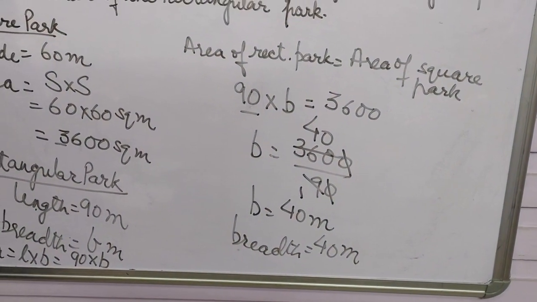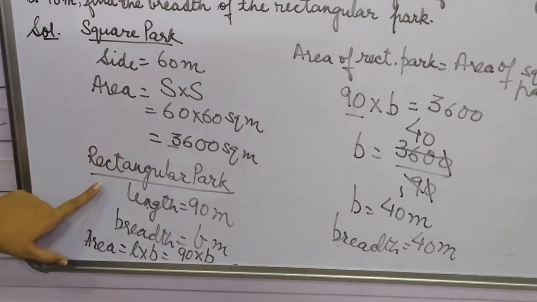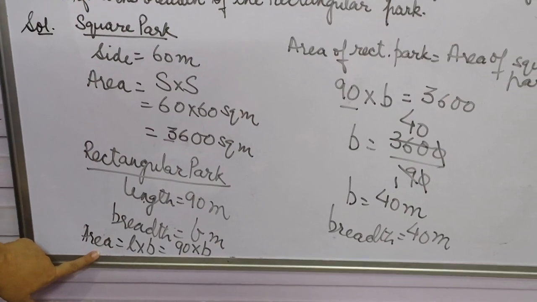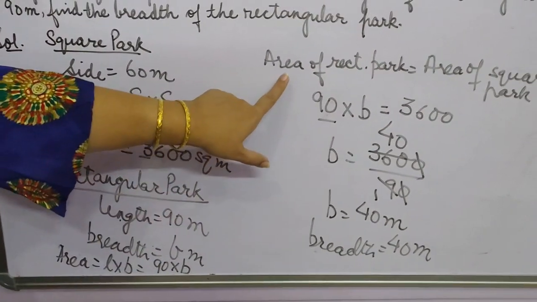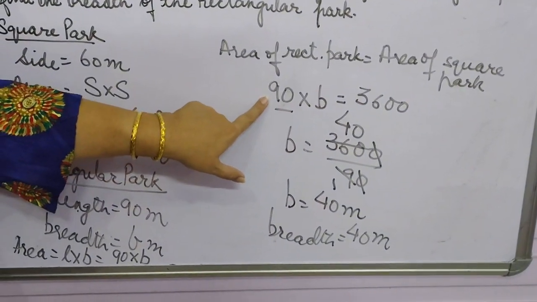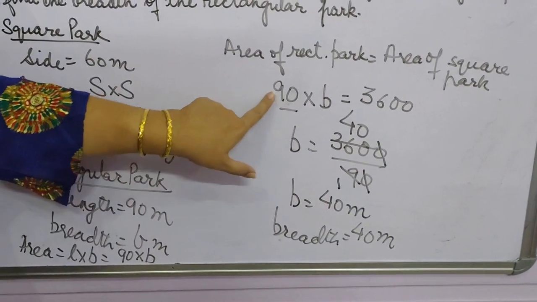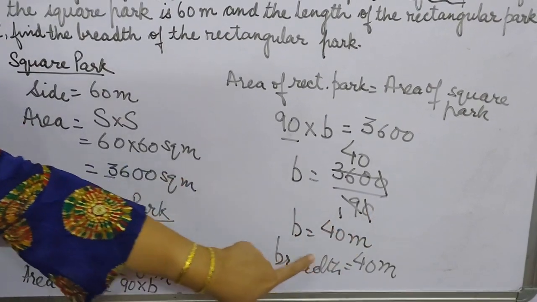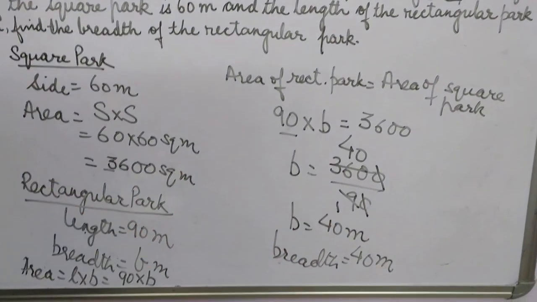So first we have calculated the area of the square. Then we have found the area of the rectangular park. Now we are given that the area of the rectangular park is equal to the area of the square park. To separate the variable, divide this side by 90 and we get breadth equal to 40 meters.